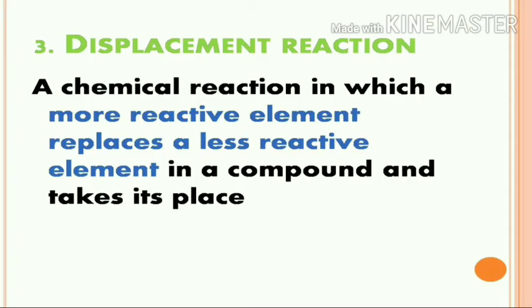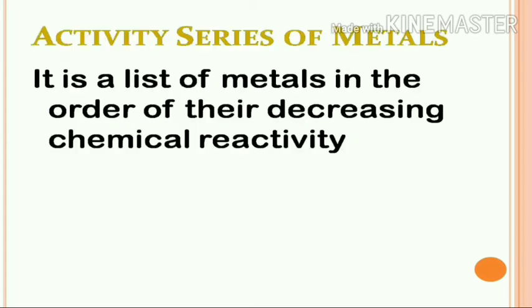Therefore, a displacement reaction is defined as a chemical reaction in which a more reactive element displaces a less reactive element in a compound and takes its place. But here the question is how do we know which element is more reactive and which is less reactive? To answer it, we have the activity series of metals. The activity series of metals is a list of metals in the order of their decreasing chemical reactivity.